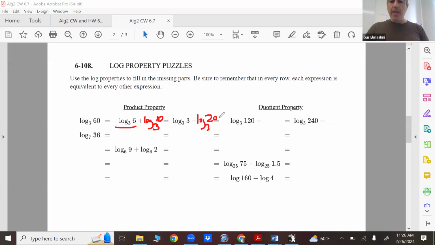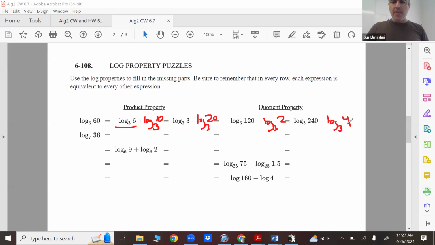Or I can write it as a quotient. 120 divided by what gets me 60? 2. Or 240 divided by what gets me 60? 4. So all is true. All of that works for us.